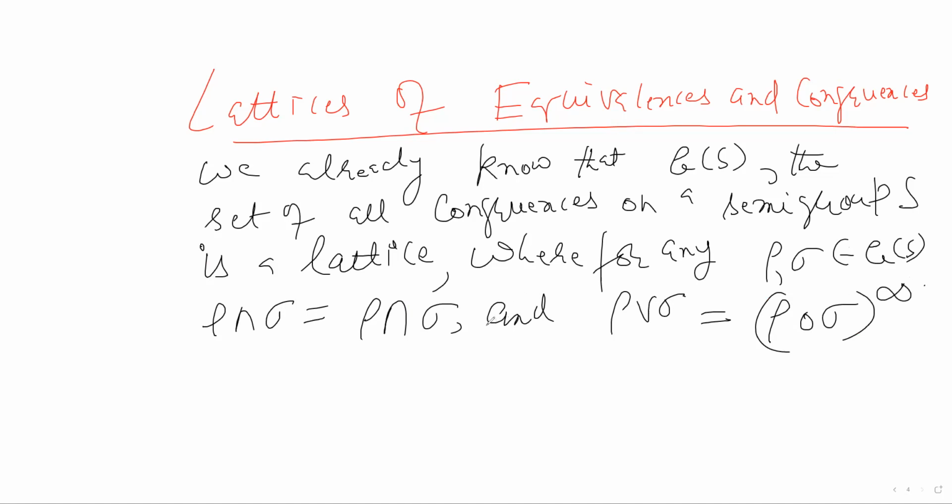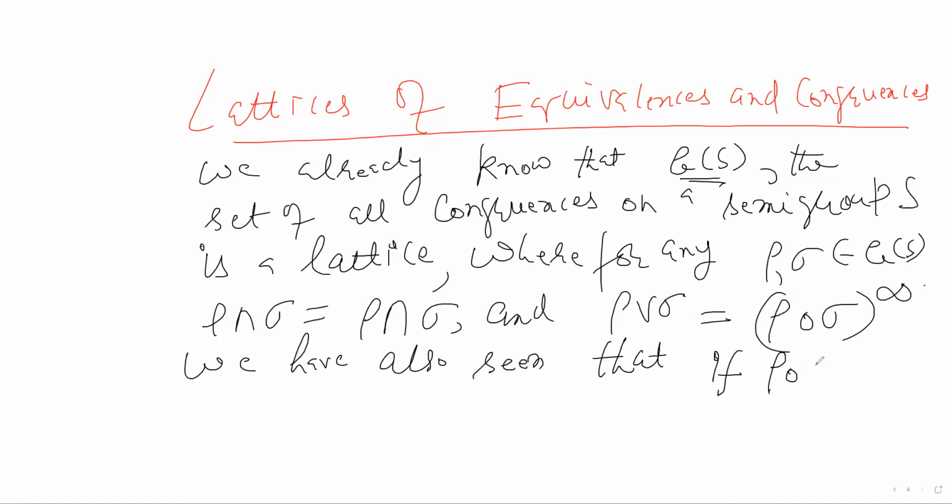Okay, so it's a lattice. We have also seen that if the congruences commute, if rho composition sigma is the same as sigma composition rho, then this join is nothing but the composition. Then rho join sigma is nothing but rho composition sigma.